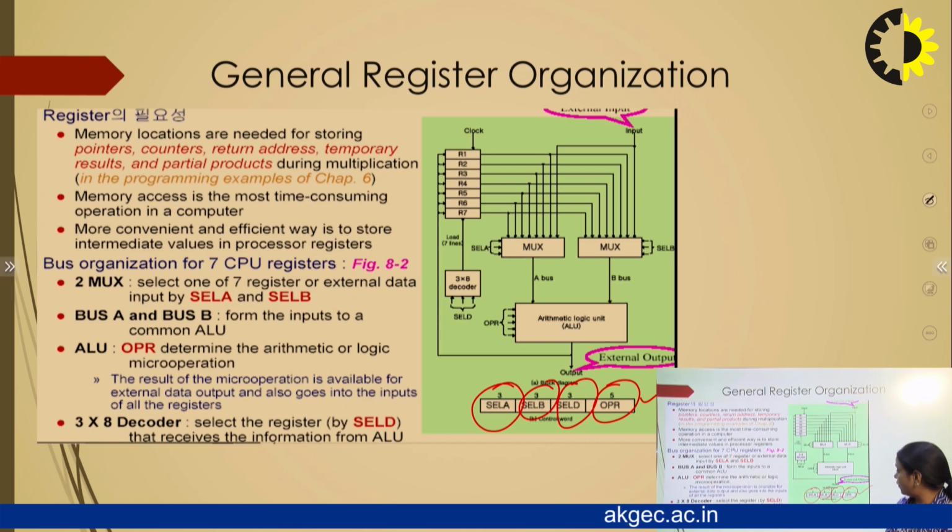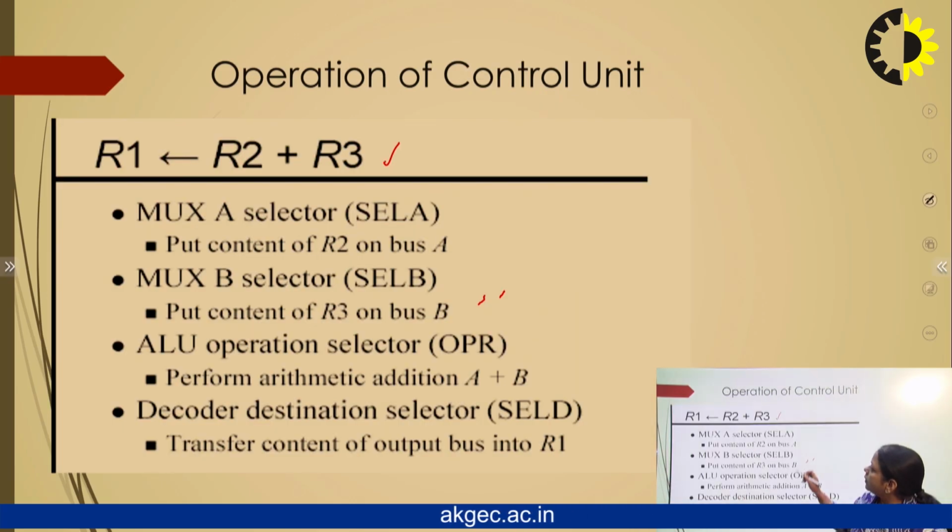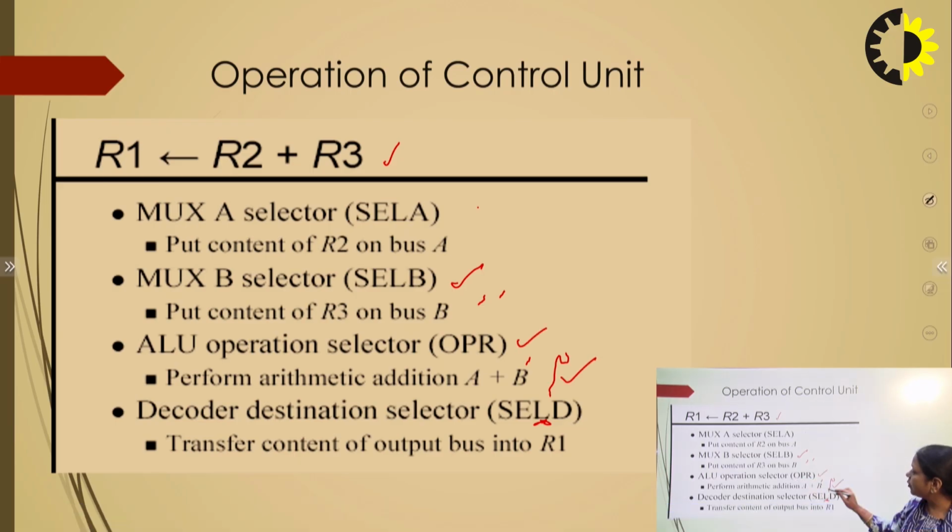Firstly, we will see here: selection A, the mux A selector, puts the content of R2 on bus A. Mux B selector, SELB, puts the content of R3 on bus B. The ALU operation selector performs arithmetic addition, because we are going to perform the addition R2 plus R3. Fine. And then the decoder destination selector, SELD, transfers the content of the output bus into R1.